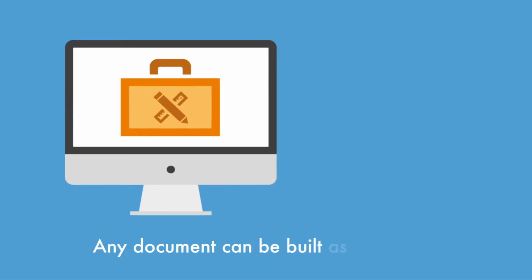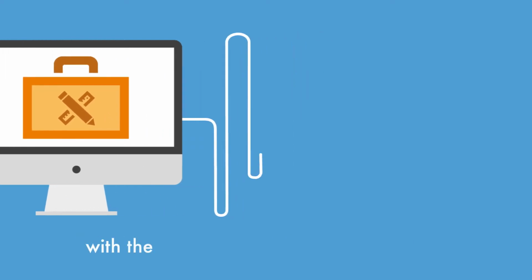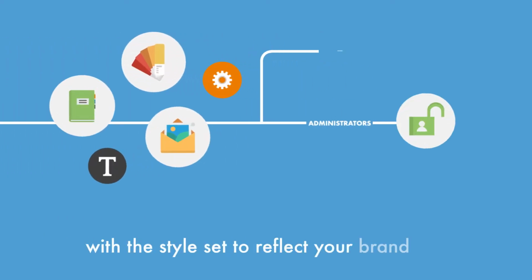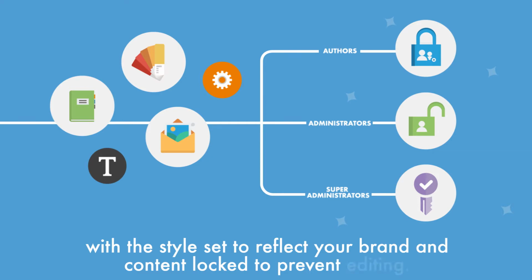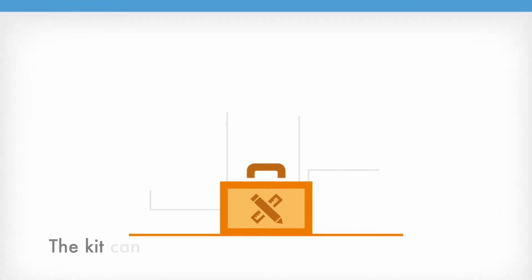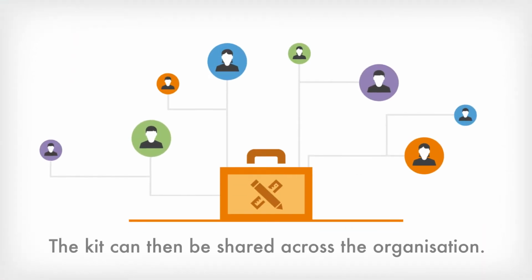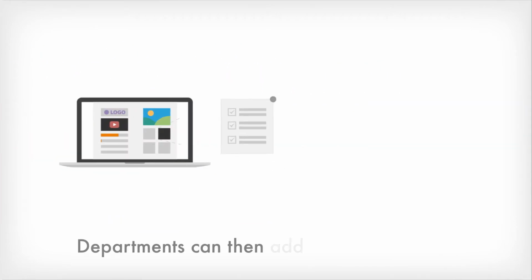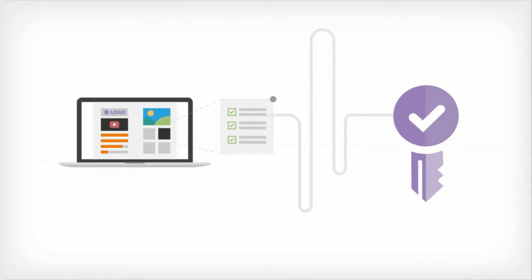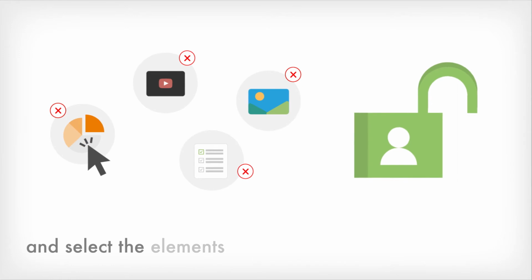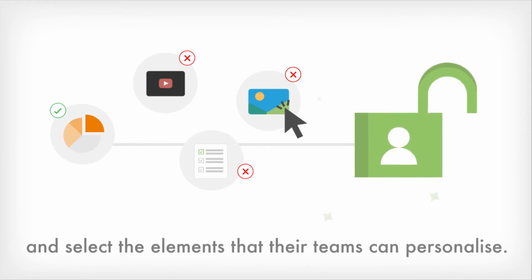Any document can be built as a Tiger Kit, with the style set to reflect your brand and content locked to prevent editing. The kit can then be shared across the organization. Departments can add their own content and select the elements that their teams can personalize.